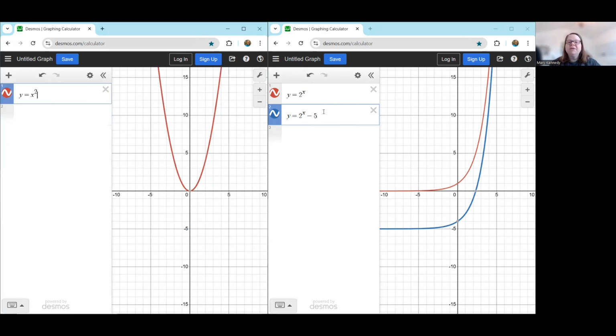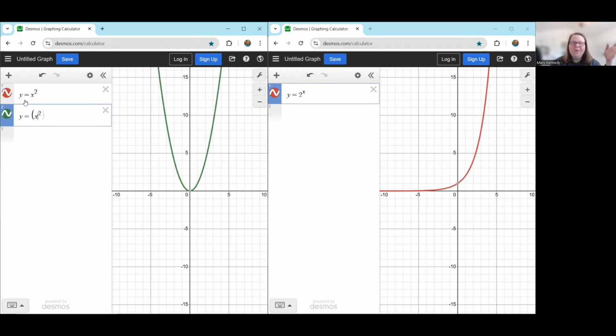All right, let's go back to the original, the parent function, and let's move this left or right. If I want to move to the right 5, to me that seems like I should do x plus 5, right? It just seems like it. So let's do +5. Oh, look at that green function. It did not move right 5 like I expected. It went left 5. So left and right, it's going to do the opposite of what I expect.